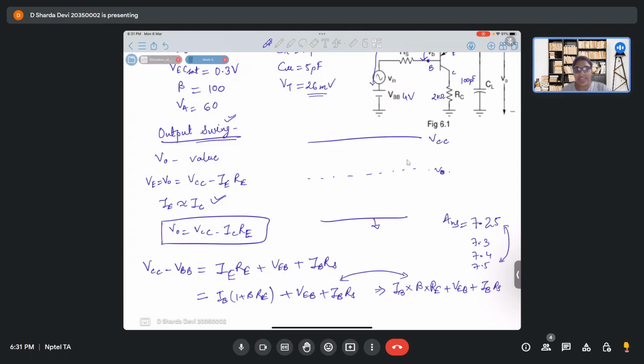Somebody has taken 26 millivolts, somebody has taken 25 millivolts. A difference will come there. Or if somebody takes IC almost equal to IE, the difference will be there. So that's why in numerical answer type, a range of values is acceptable as the answer. This is also something I wanted to mention.